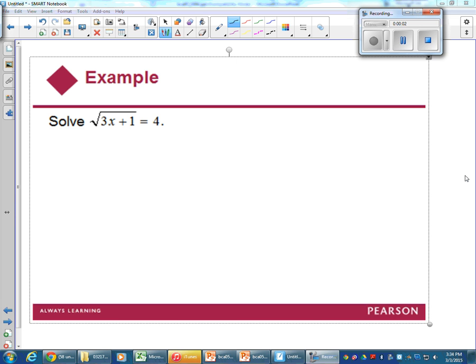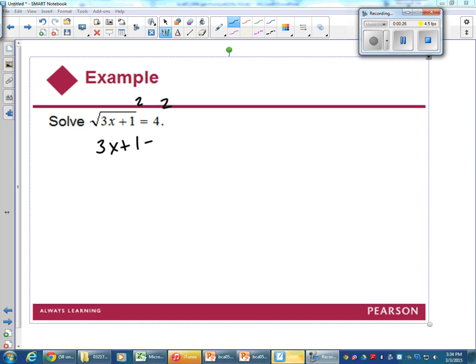Now we're going to look at solving some radical equations. So what you want to do here is undo what's been done. You want to isolate a radical, and then square both sides to get rid of that square root. If this had been a cube root, you'd want to cube both sides. So the opposite of square rooting something is squaring it, and when you square a square root, it cancels it out.